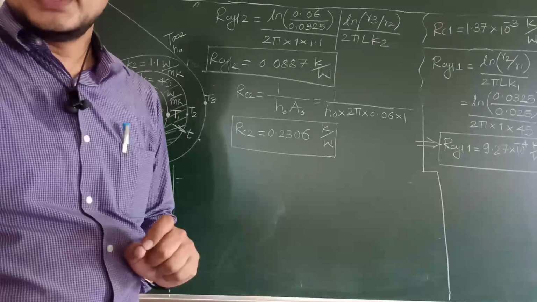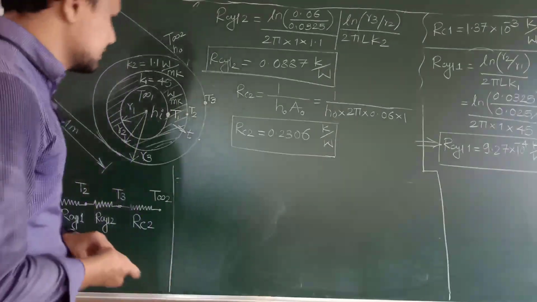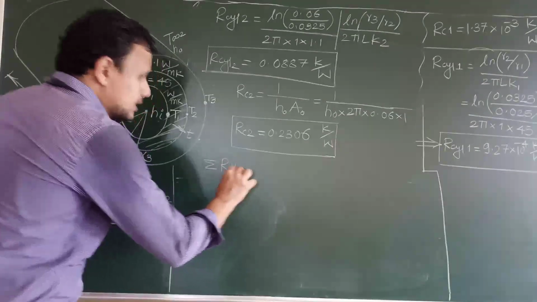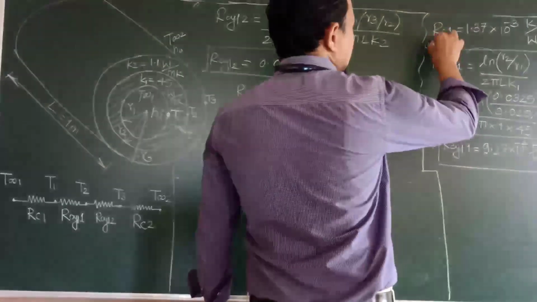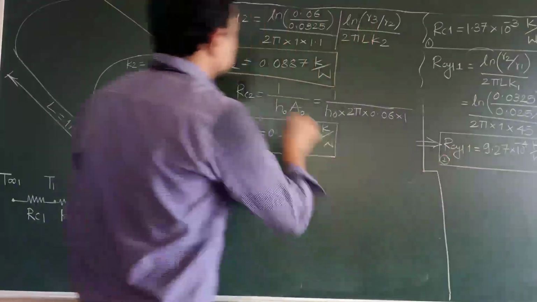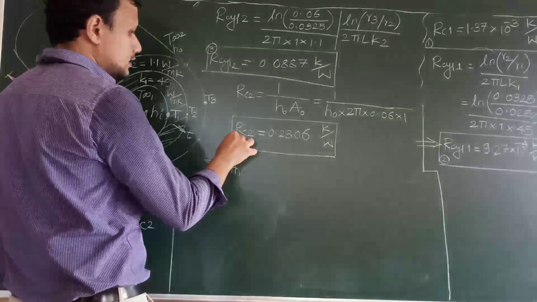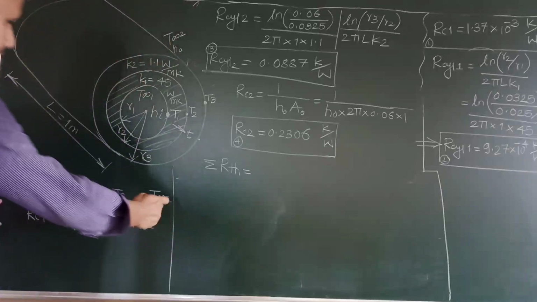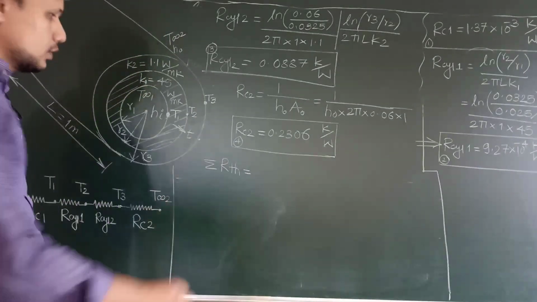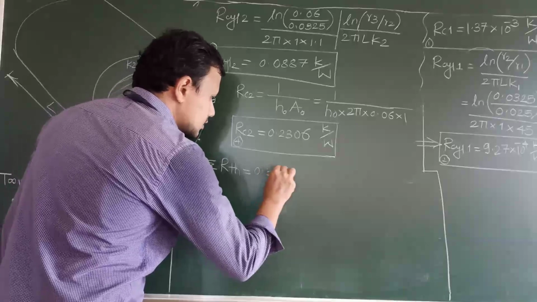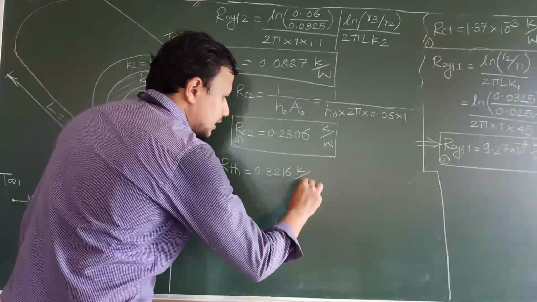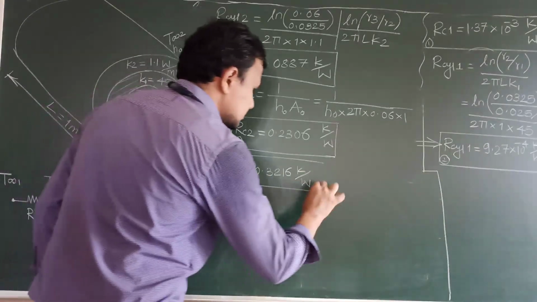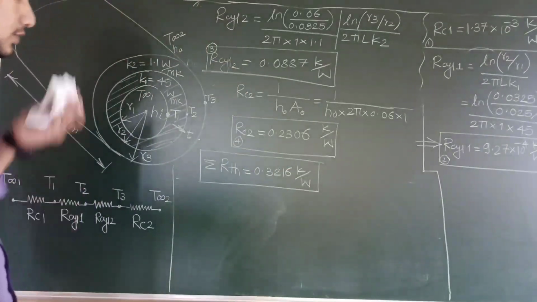The next stage is that we need to calculate the summation of thermal resistances. So we will simply add all of them. When we add the first thermal resistance, the second thermal resistance, the third thermal resistance, and the fourth thermal resistance, what we get is the total thermal resistance for this entire network. So what we get is 0.3216 Kelvin per watt. So that is our total thermal resistance.